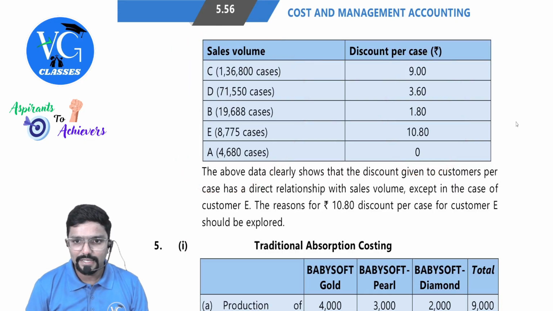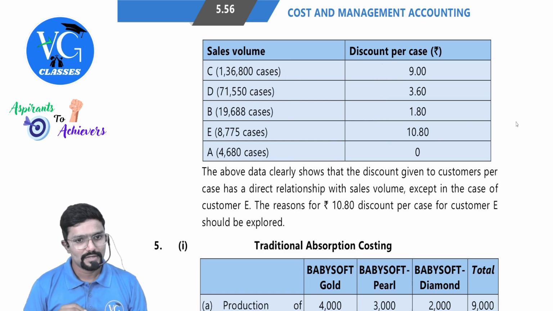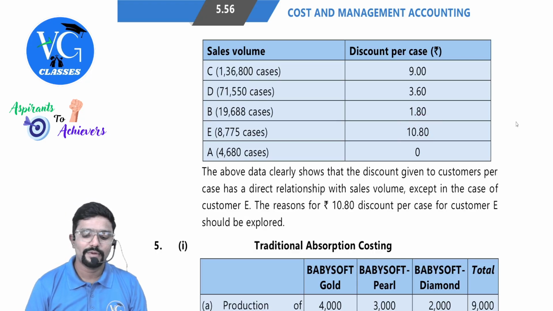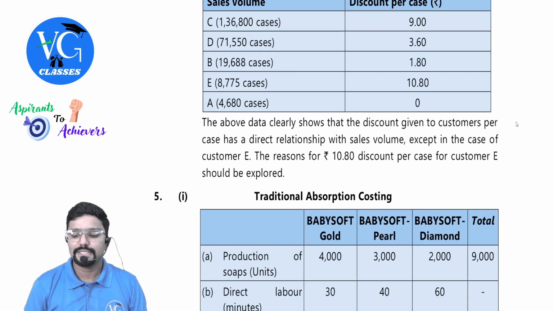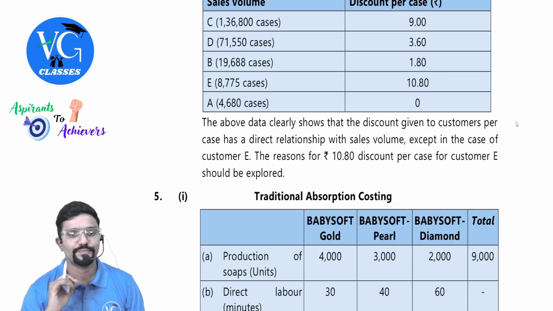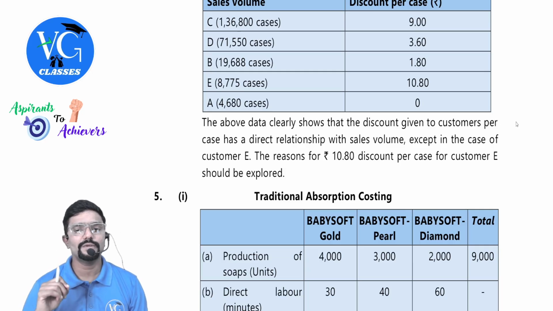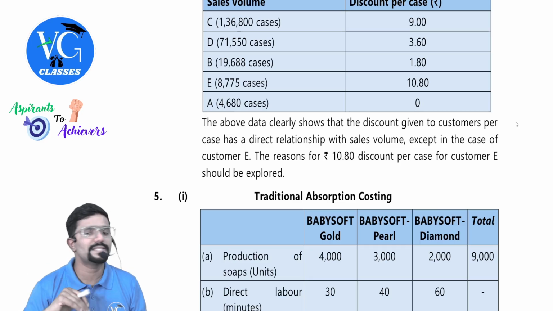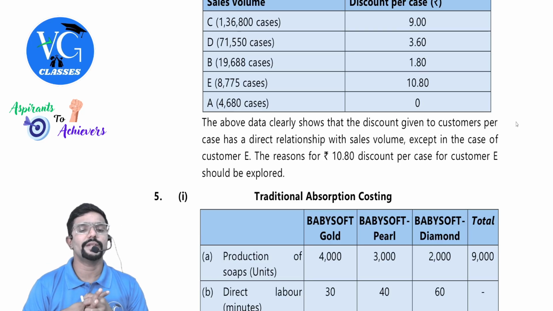Normally, higher the discount, higher is the sales, you can observe. Clear? Even for A, there is no discount at all, so fewer cases. Whereas for E, an exceptional party, I have given a higher discount for him, but the number of purchases is less. Okay, except this, all others are in trend. Higher the discount, higher is the sales. The above data clearly shows that the discount given to the customer per case has a direct relationship with what? Sales volume. Higher the discount, higher is the quantity, except in case of customer E.